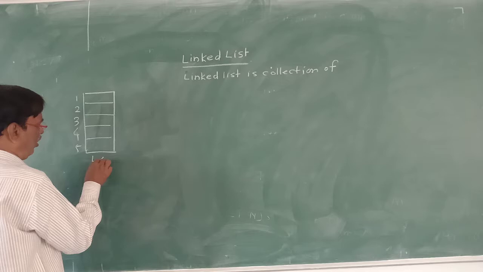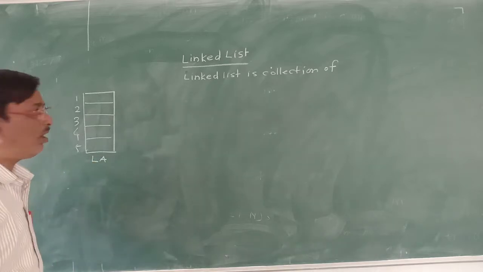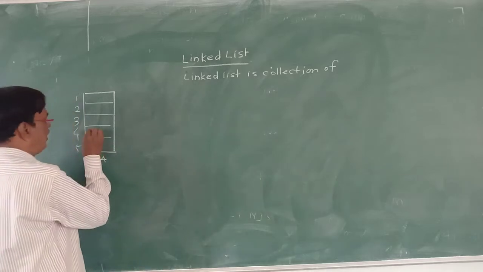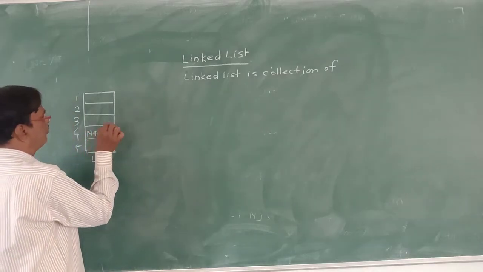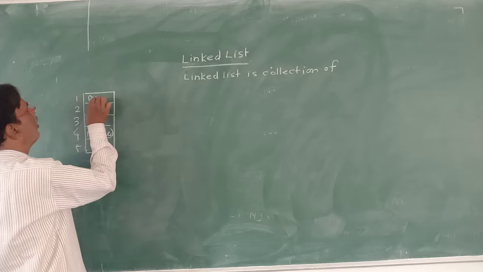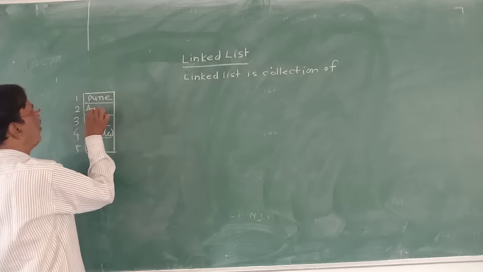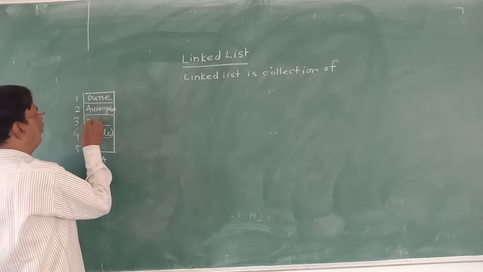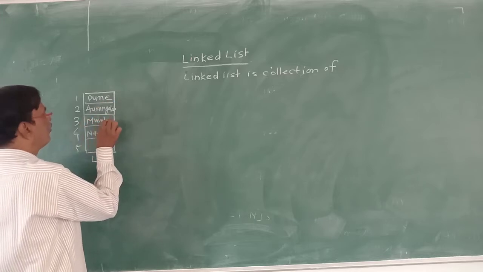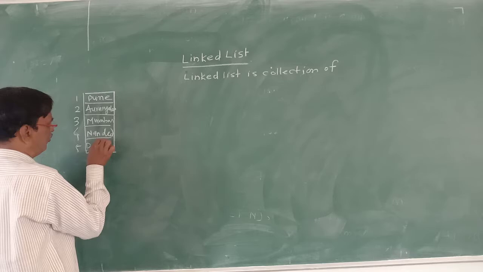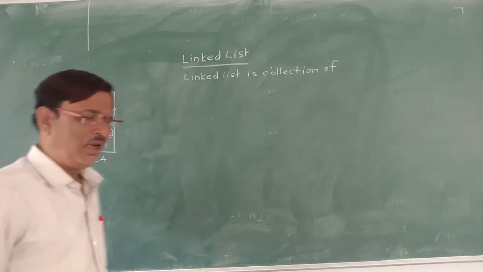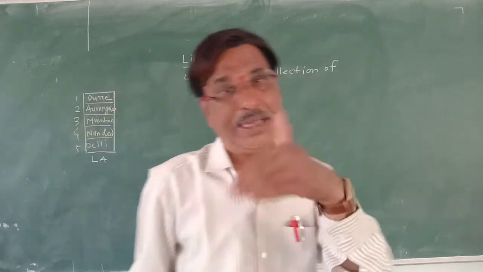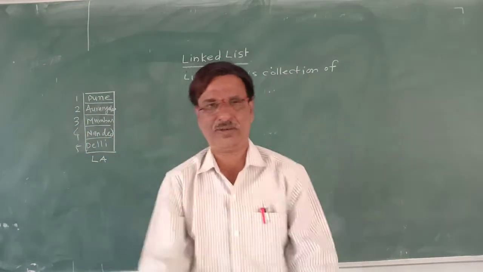So, LA is now a linked list, not a linear list. Suppose here is Nanded, here is Pune, here is Aurangabad, Mumbai, Delhi. Now linked list, say LA, is not a linear list, now it is a linked list.